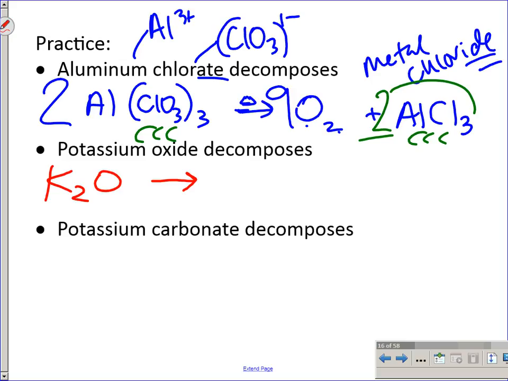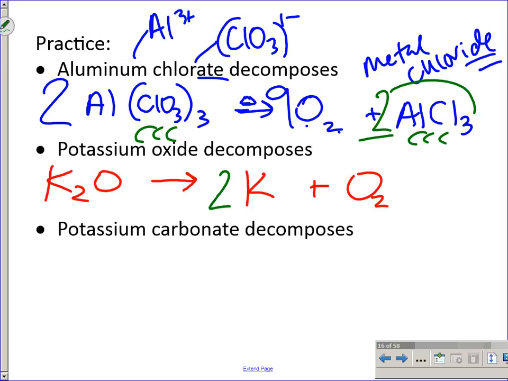What's element 1? Potassium. Done. Okay, what's element 2? Oxygen. Is that oxygen? O2. You do have to make sure that when it's by itself, a singleton, you write it diatomically. Balance it. Need a 2 in front of which one? I'll put it right here.